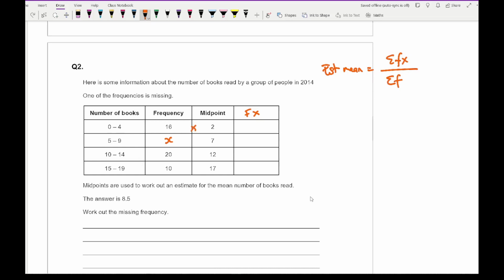So it's going to be 16 times 2, which is 32, 7 times x, which is 7x, 20 times 12, which is 240, and 10 times 17, which is 170. So then if I add up all of those values, I'm going to end up with a total of 7x plus 442. Then if I work out the total frequencies, so this column here, that's 16 plus 20 plus 10, so that's 46, so that's x plus 46.